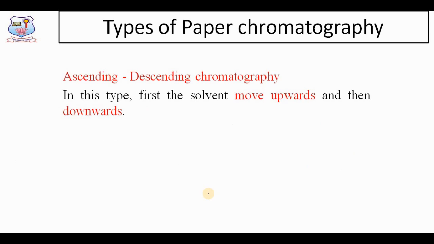Ascending-descending: the solvent first moves upwards and then downwards. It is a combination of the previous two, right? Ascending chromatography and descending chromatography combined is called ascending-descending chromatography, and it is followed very rarely in the laboratory, right? Not as a frequent procedure.